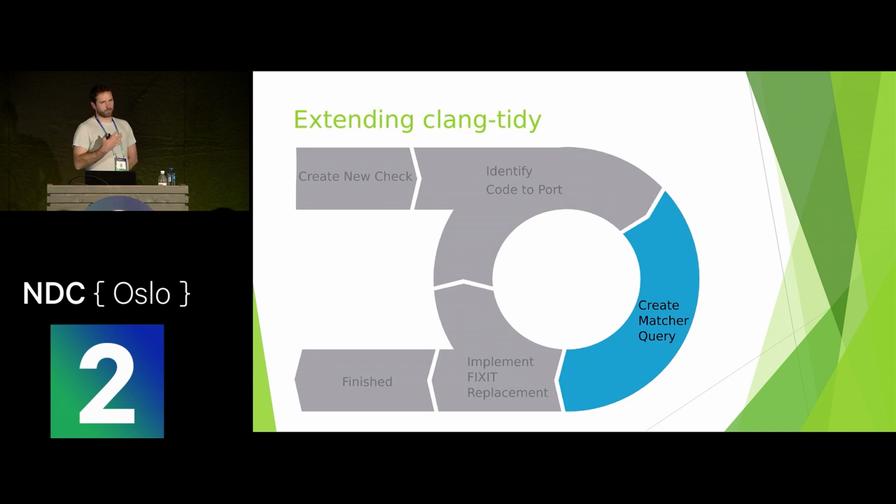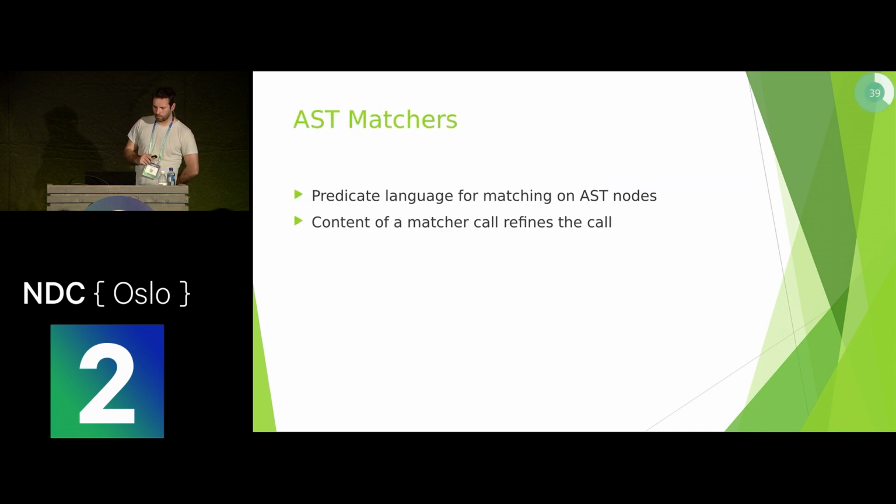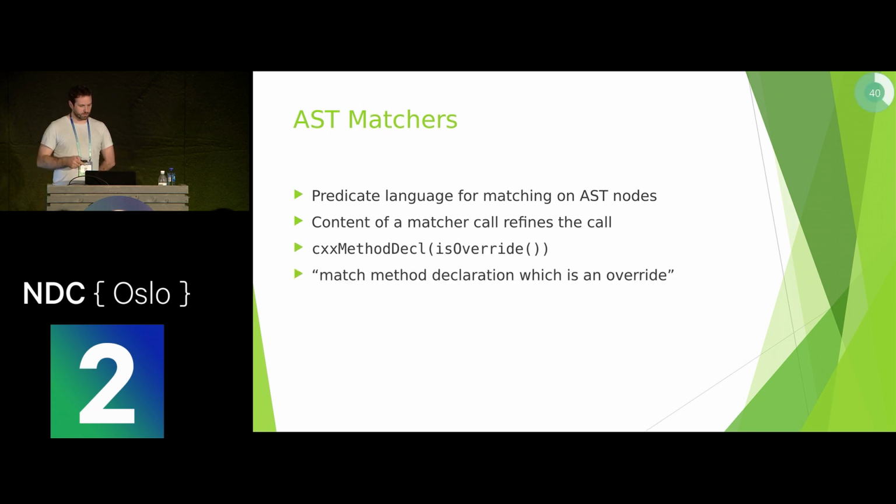So, we've decided what C++ code we're trying to port. The next thing we need to do is write a matcher to match for exactly that source code. The way we do that is by writing an AST matcher. We've already seen function decl, that's an AST matcher. Here's another one, cxxMethodDecl with isOverride inside of it. That will match any method which is an override, whether it has the override keyword or not.